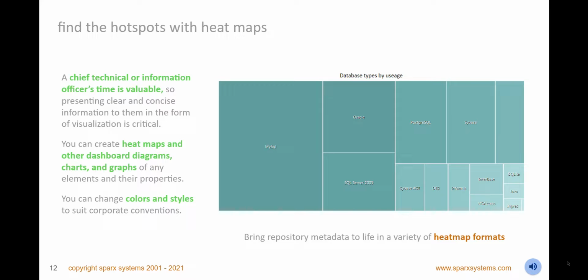Find the hotspots with heat maps, and present explicit and easy-to-understand information to business and technology stakeholders. Use any metadata to drive the color gradients in the heat map, including system or user-defined properties for any element type or package. Include the diagrams in dashboards, corporate documentation generated directly from the model, or present them in a web browser using WebEA and Prolaborate. Use color and styles to create appeal and comply with corporate or project conventions.